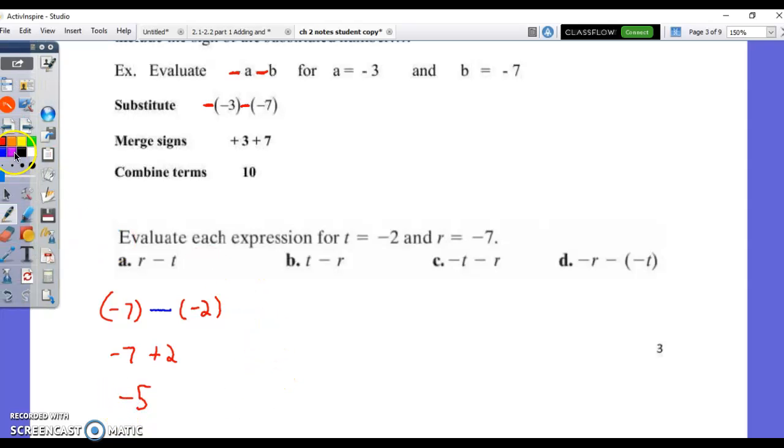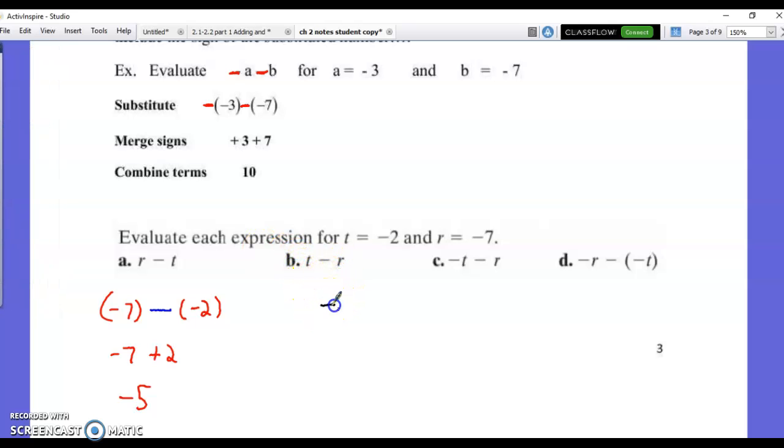All right, let's go ahead and substitute this next one. We have a minus in the middle. So for t, I'm going to substitute a negative 2. I'm going to put that in parentheses. And then my r is negative 7.